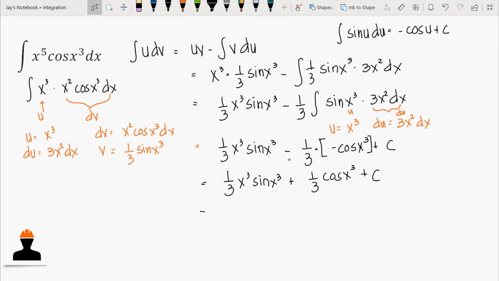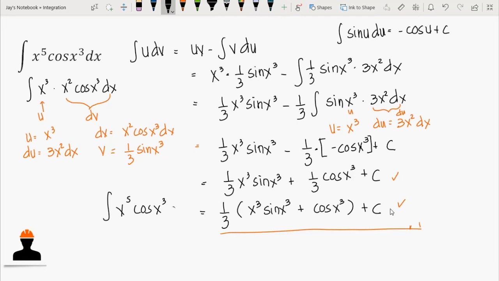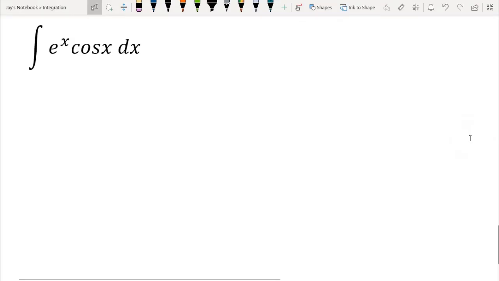Or we can factor out 1/3, that is 1/3. The remaining would be x cubed sine x cubed plus cosine x cubed, then plus c. So the final answer will be any of these two. So we have here our answer, that is the integration of x raised to the 5 cosine x cubed dx. Now we have the last example here, that is the integration of e^x cosine x dx.